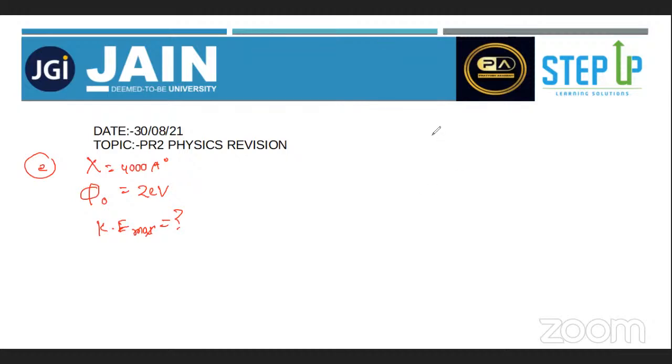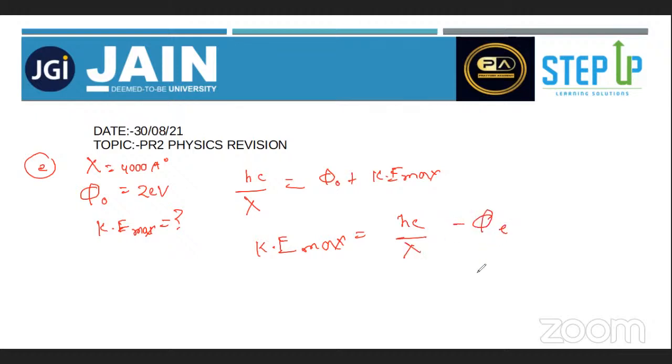Okay, 1.1 electron volt. Right. So the formula will be Hc by lambda equals work function plus maximum kinetic energy. If I have to find the maximum kinetic energy, I can write it as Hc by lambda minus phi naught. Hc in terms of electron volt is 1240 electron volt. You can directly substitute, and the answer is right.